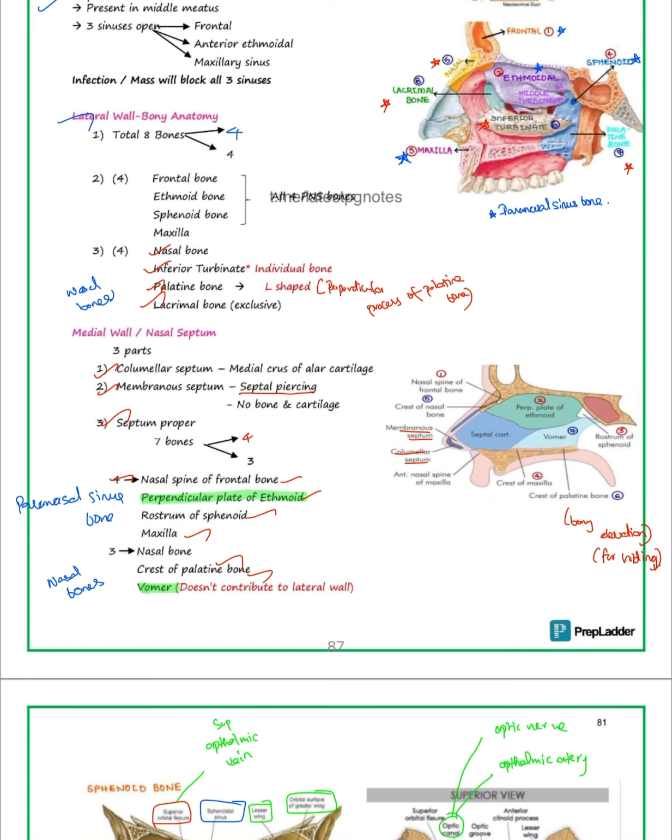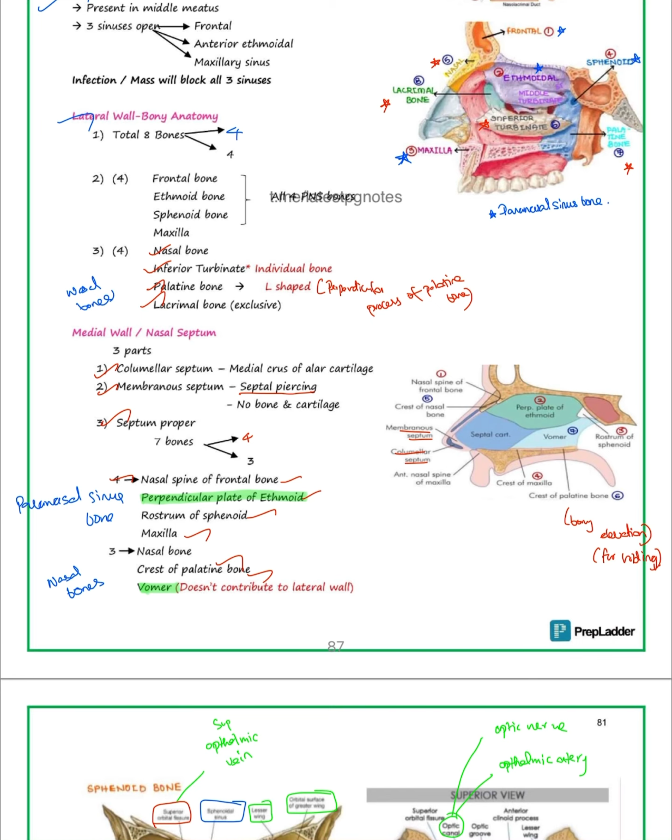It contains 7 bones, of which 4 are paranasal sinus bones. The other 3 are non-paranasal sinus, or nasal bones. The paranasal sinus bones include the perpendicular plate of the ethmoid. As I said earlier, this is part of the ethmoid bone. Then the rostrum of the sphenoid, this is the part for the medial wall.